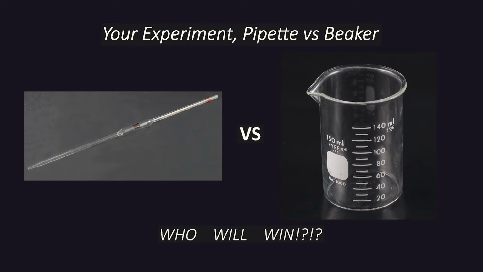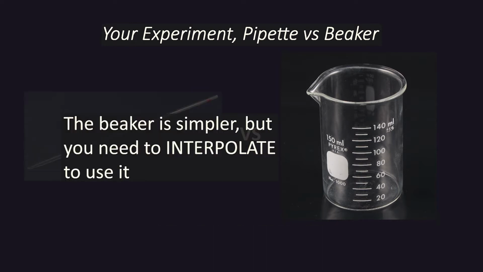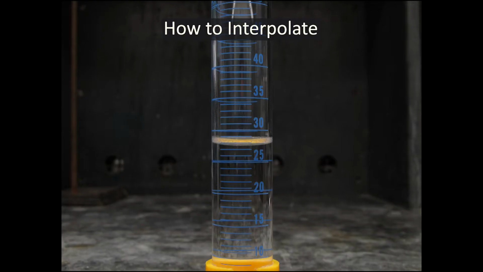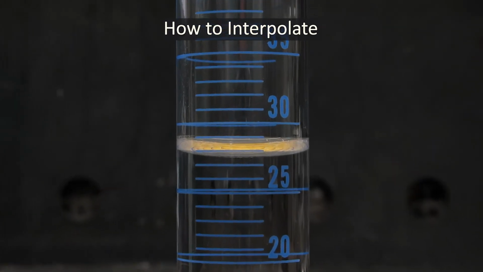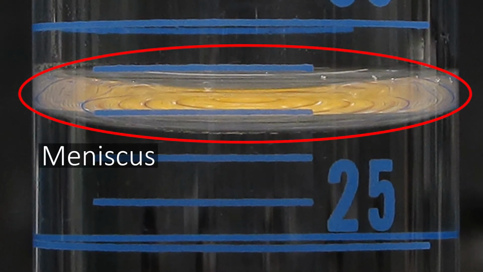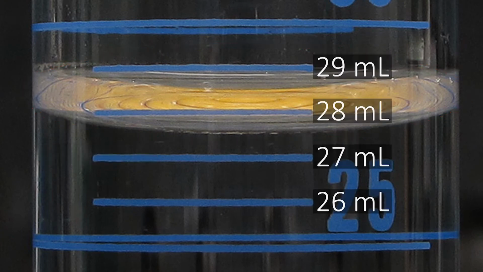Of course, in order to do this, you'll need to know how to correctly use each piece. Of the two, the beaker is simpler, though there is something you'll need to know about in order to use it properly, and that something is interpolation. To show you how this works, I've got a graduated cylinder here with some water in it, and you can see the bottom of the meniscus, that's the curvy shape the top of the water takes. The bottom of the meniscus falls somewhere between the 27 and 28 milliliter marks.